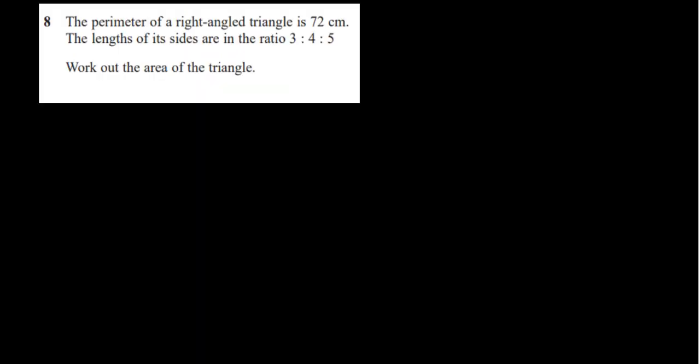Okay, question number 8 says the perimeter of a right angle triangle. So let's draw a right angle triangle. There's our right angle. That's our triangle. The perimeter of a right angle triangle is 72 centimeters. The lengths of its sides are in the ratio 3:4:5. They're not in centimeters, they're just parts. Work out the area of the triangle.